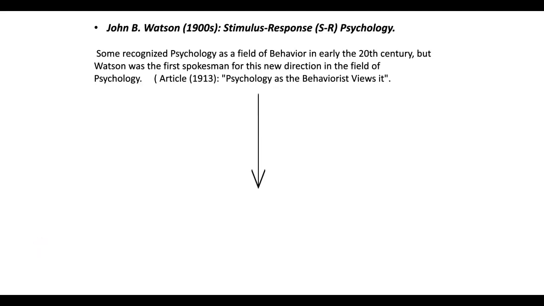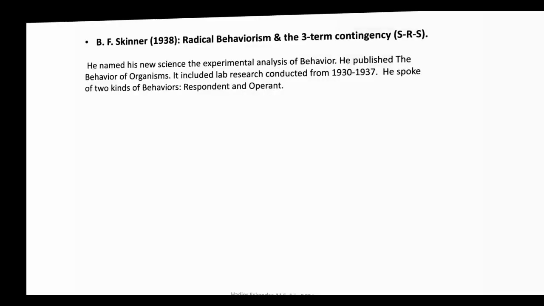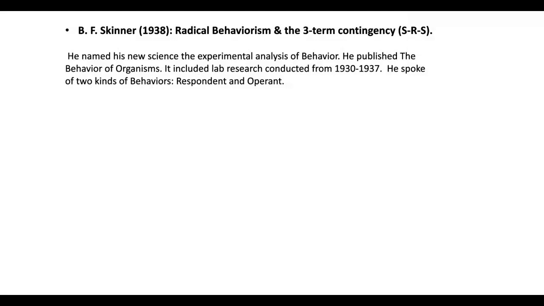And this was basically the beginning of behaviorism, which is one branch of behavior analysis, and it's the philosophy of the science of behavior. Then B.F. Skinner, 1938, Radical Behaviorism and the Three-Term Contingency: stimulus, response, stimulus. He named his new science the Experimental Analysis of Behavior. He published The Behavior of Organisms, which included lab research conducted from 1930 to 1937.